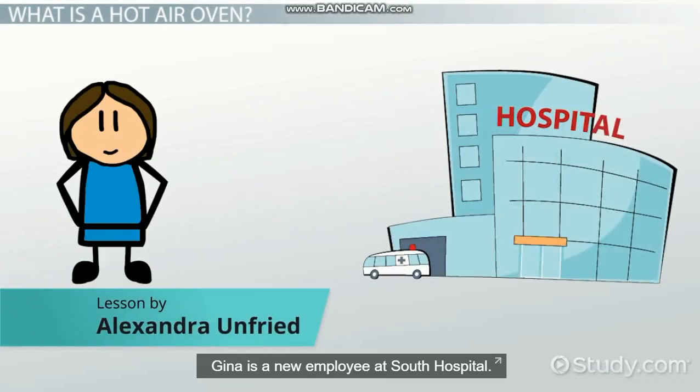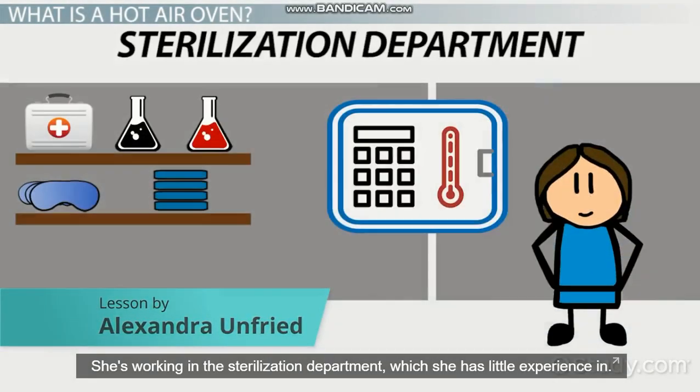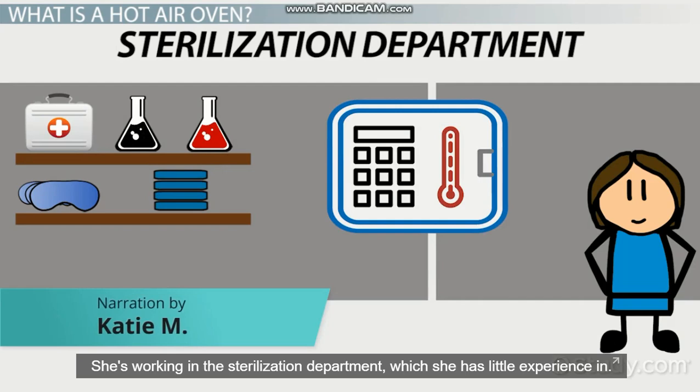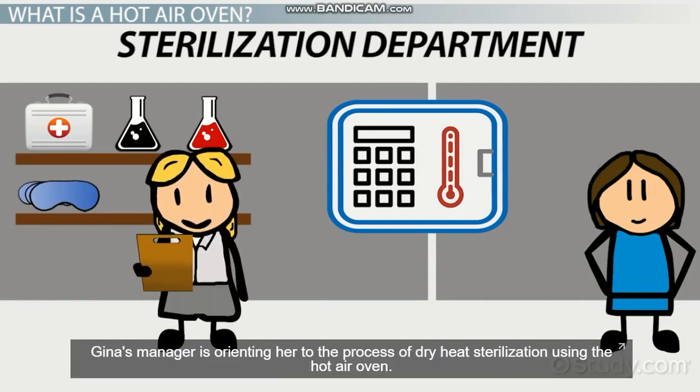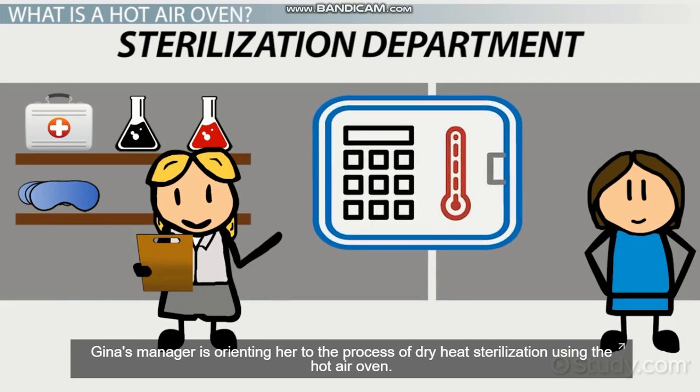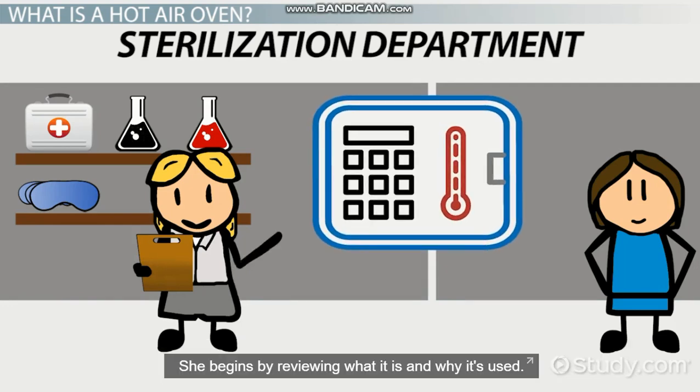Gina is a new employee at South Hospital. She's working in the sterilization department, which she has little experience in. Gina's manager is orienting her to the process of dry heat sterilization using the hot air oven. She begins by reviewing what it is and why it's used.